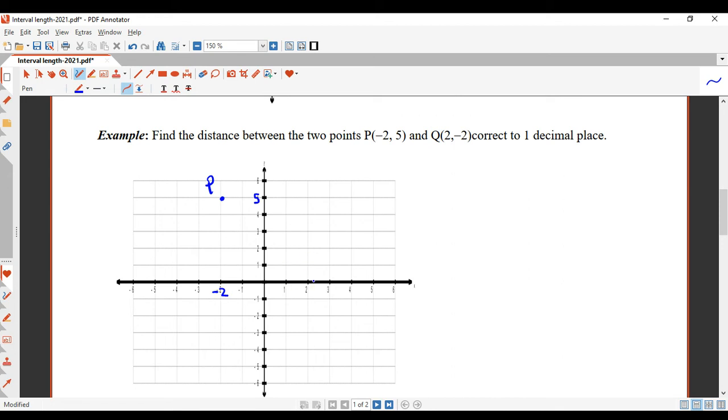2, minus 2 will be 2, and then minus 2 here. So that's Q there. And now I'm just going to draw a line from P to Q. So that's the length I've got to find. And then I've got to do a horizontal and vertical line to make up the right angle triangle.